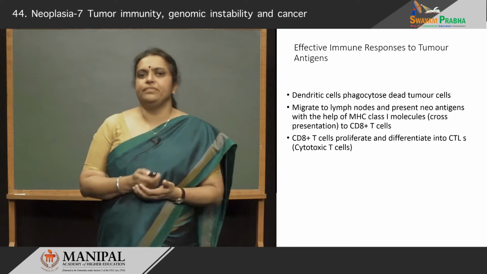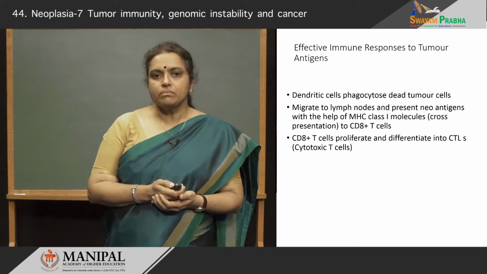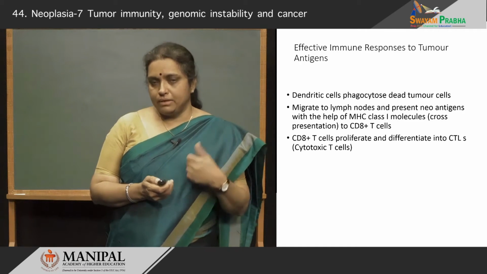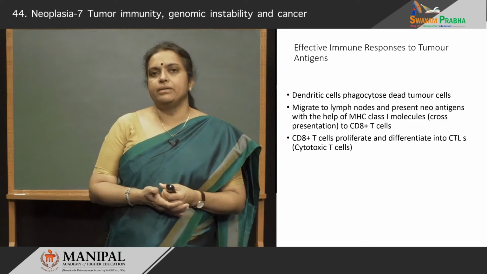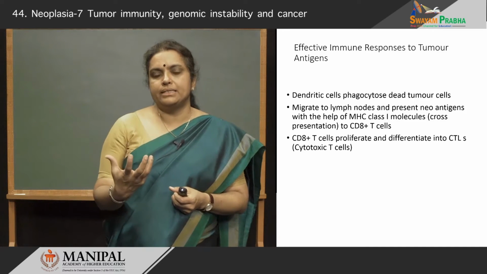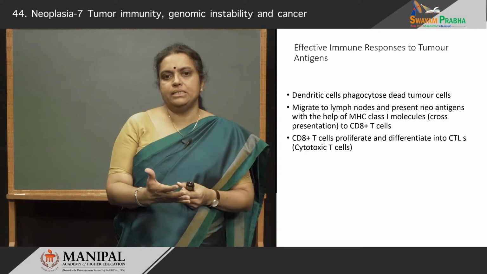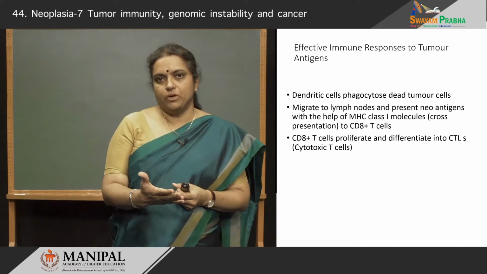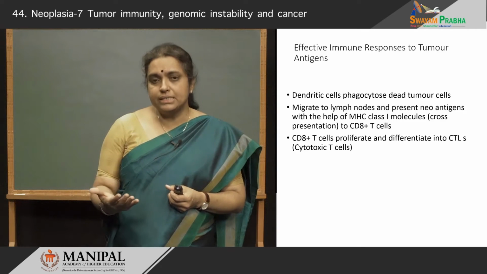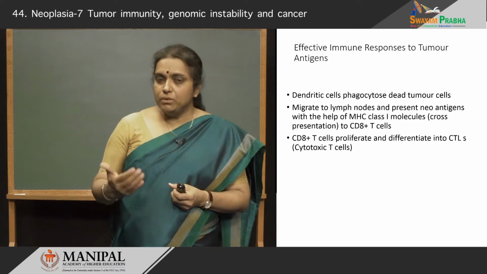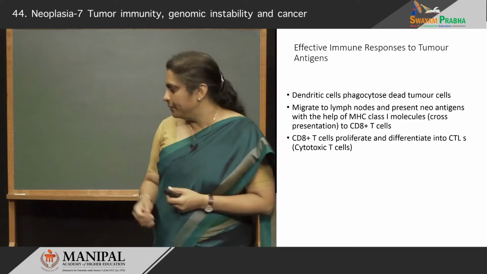Now, what are the effective immune responses that these tumor antigens evoke? To illustrate this, I will draw and show you a small diagram. What happens when these tumor cells release the antigens, how they are acquired by the dendritic cells, and how the dendritic cells carry these antigens with the help of MHC class I molecules to the regional lymph nodes and cause proliferation of CD8 positive T cells, which are cytotoxic T cells, and how these cytotoxic T cells go back to the tumor and attack the tumorous cells.